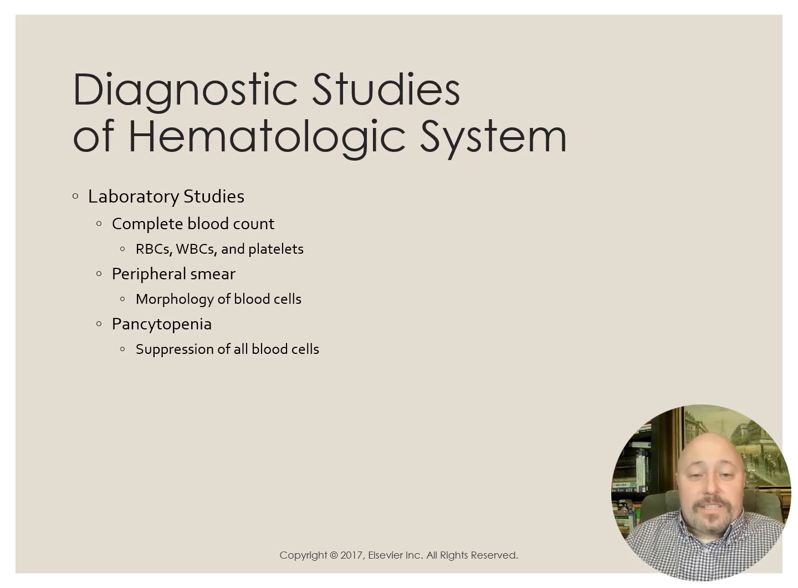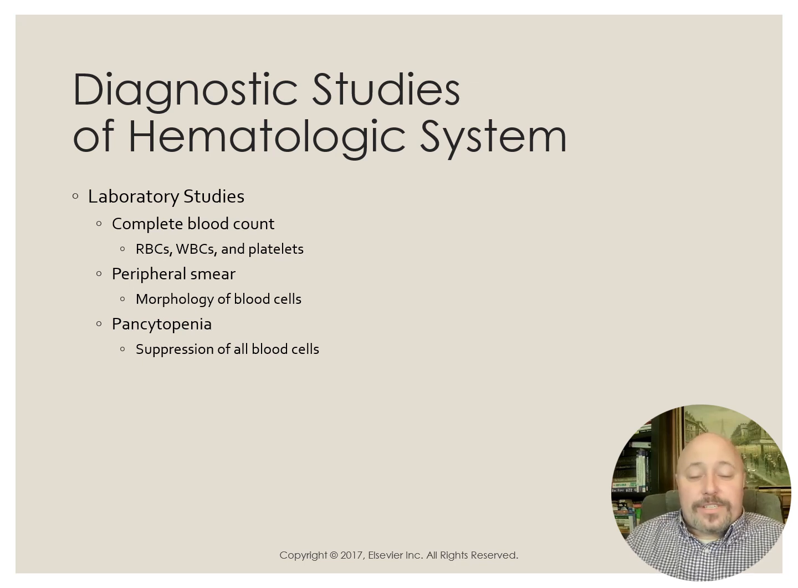The most direct means of evaluating the hematologic system is through laboratory analysis and other diagnostic studies. The complete blood cell count involves several laboratory tests, each of which serve to assess the three major blood cells formed in the bone marrow. A peripheral smear is used to look at the morphology, shape, and appearance of the blood cells.